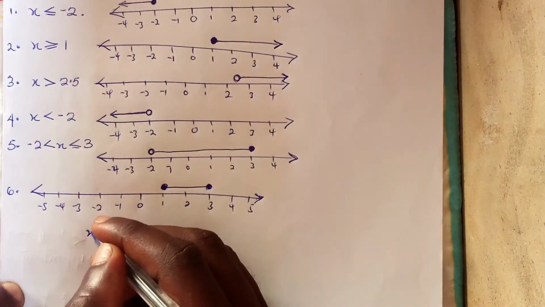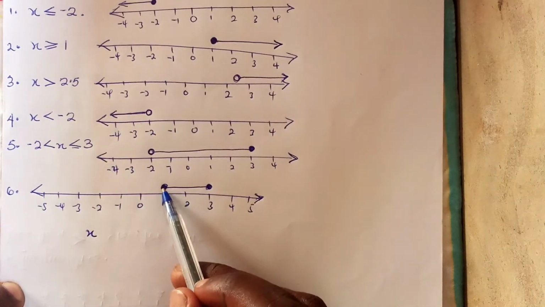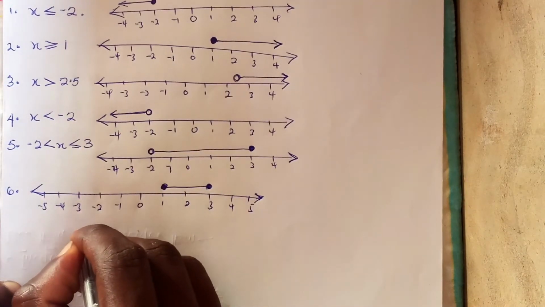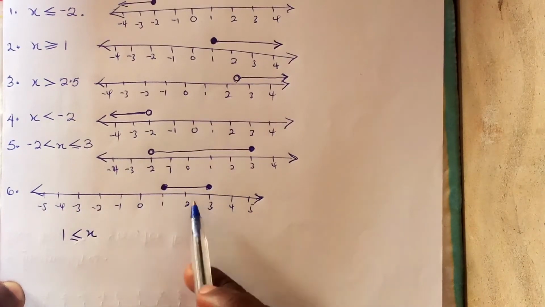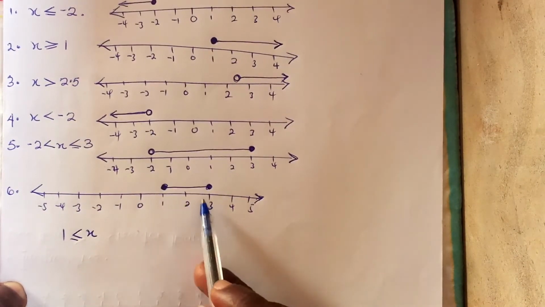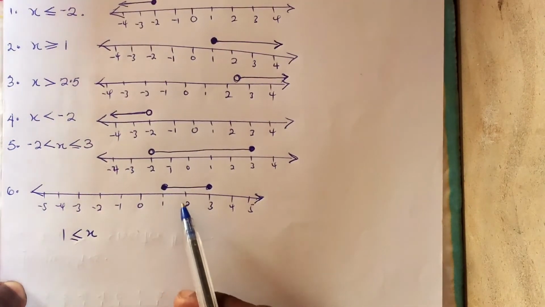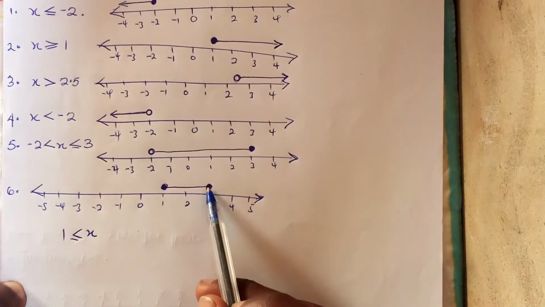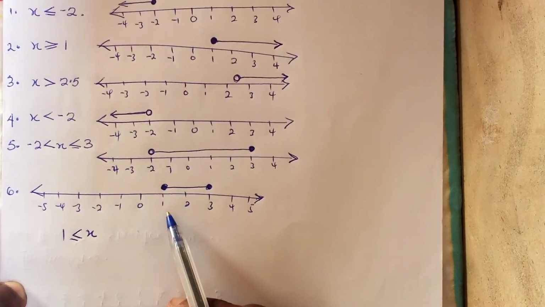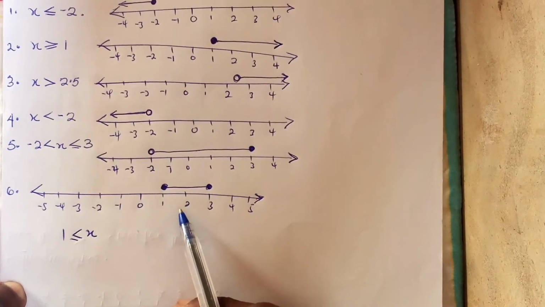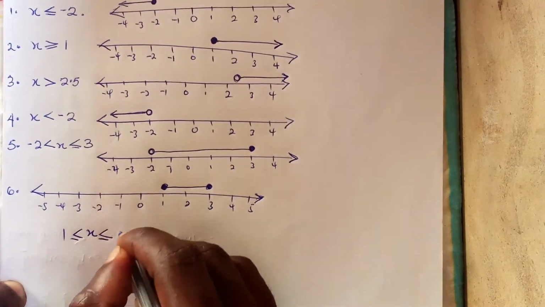If x is supposed to be in the middle and the direction of this one is moving to this side, it shows that x is greater than or equal to 1. Since it's moving this way and the numbers in the middle are greater than 1, x is greater than or equal to 1, and this also is moving this way. That shows that x is also less than or equal to 3. So we have x less than or equal to 3.